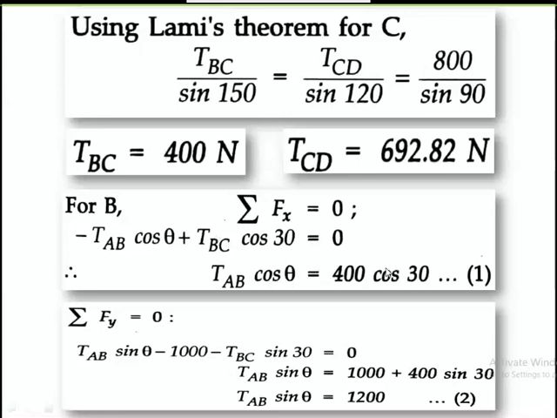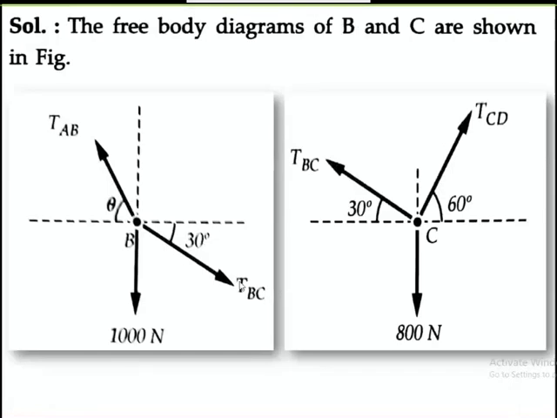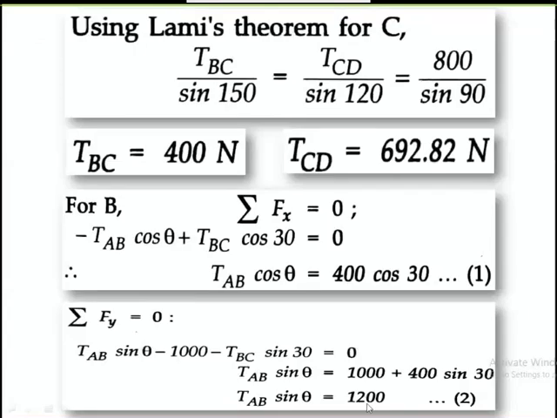Then I will use summation of Fy is equal to 0. That is minus TBC sin 30, plus TAB sin theta, and the other force minus 1000. You can see here. I'll rearrange this one: TAB sin theta is equal to 1000 plus TBC value we know, minus 400 sin 30. We will get TAB sin theta is equal to 1200. The first one, TAB cos theta is equal to 400 cos 30, I'll call equation 1. This one, TAB sin theta is equal to 1200, I'll call equation 2.